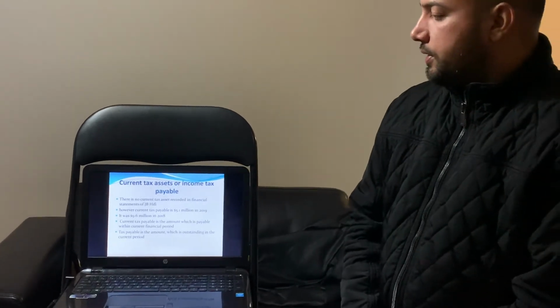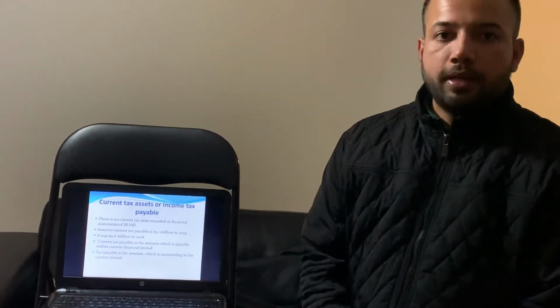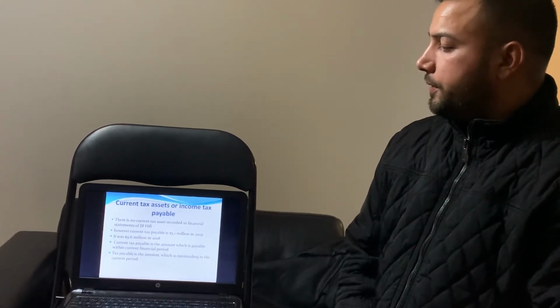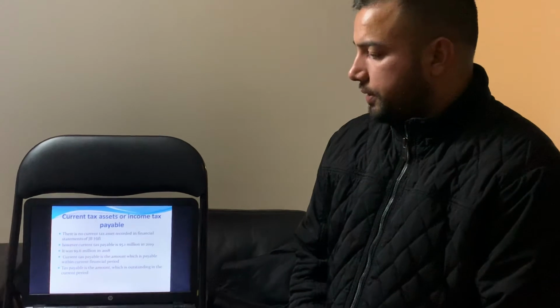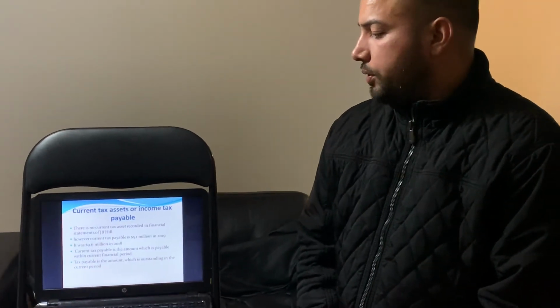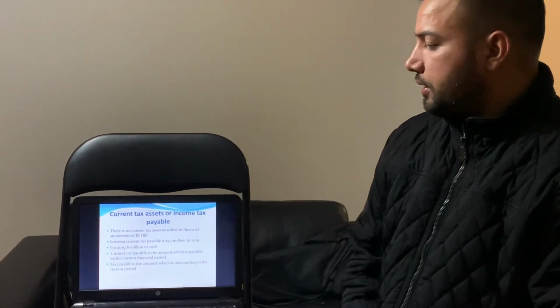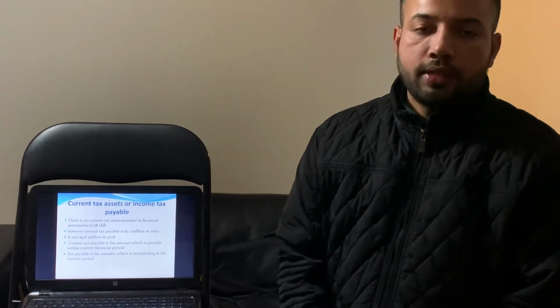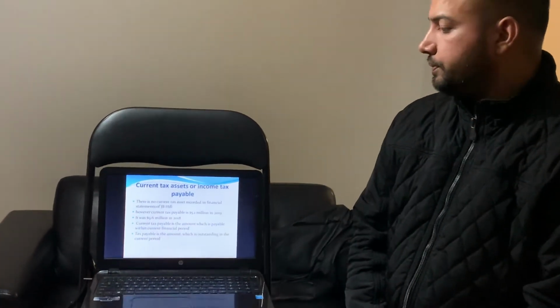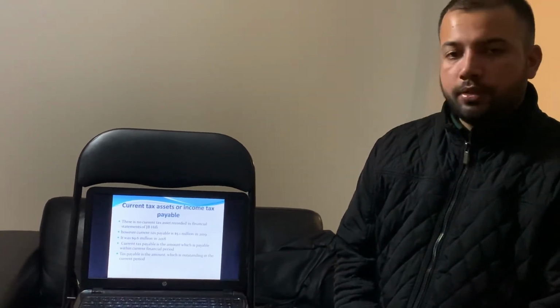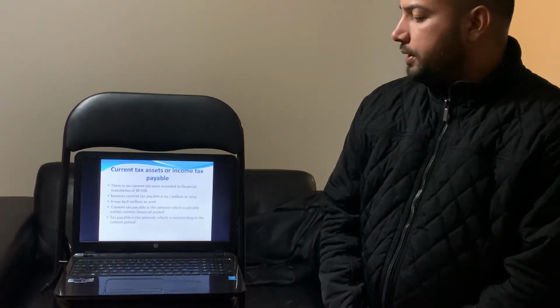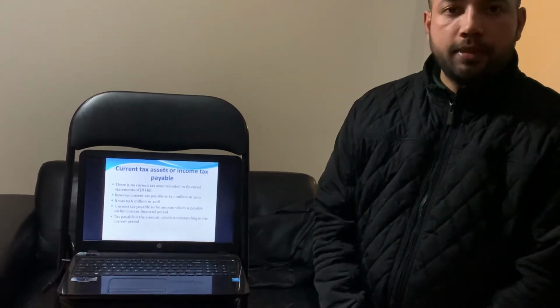In the next slide, we're discussing the current tax assets or income tax payable. There is no current tax asset recorded in the financial statement of JB Hi-Fi, which I have found in my research. However, current tax payable is 5.1 million in 2019 from my findings. It was 9.6 million in 2018, last year. The current tax payable is the amount which is payable within the current financial period. Tax payable is the amount which is outstanding in the current period.